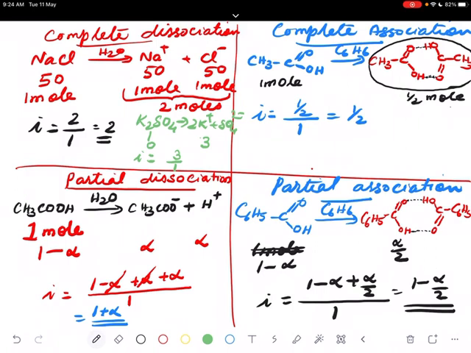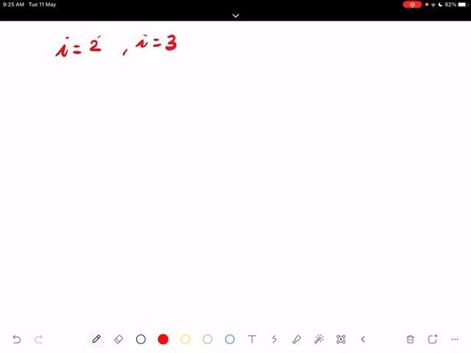Similarly, according to the equation, you have to calculate and modify these i values. You can find out this alpha also. In the first case, if it is NaCl, i is equal to 2 for complete dissociation. In the case of K2SO4, i is equal to 3. So it depends upon the equation, how it is getting dissociated.